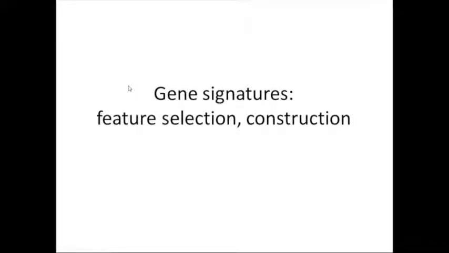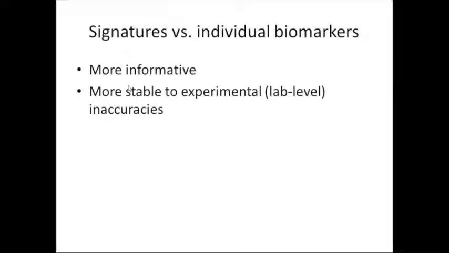Features of gene signatures, we'll discuss some issues related to gene signature construction, and we'll briefly discuss feature selection, which is one of the main steps of constructing a gene signature. So gene signatures are similar to individual biomarkers, but as they comprise several genes, gene signatures are generally more informative and, what is important, they are more stable to experimental, for example, lab-level inaccuracies.